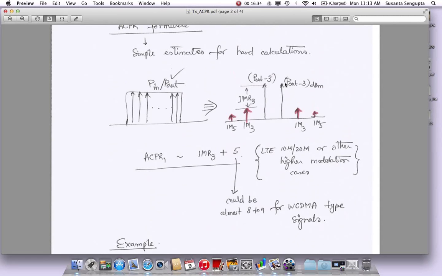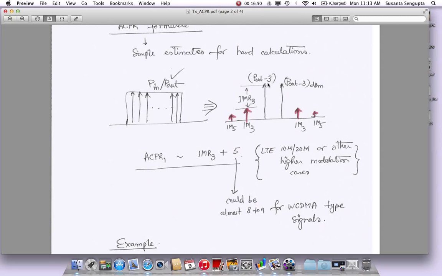Okay, we just take the 3 dB out so that the total power of these two tones is the same as the total power of all these subcarriers. So this is a simple way of estimating it, going from a multi-tone signal to a two-tone signal.